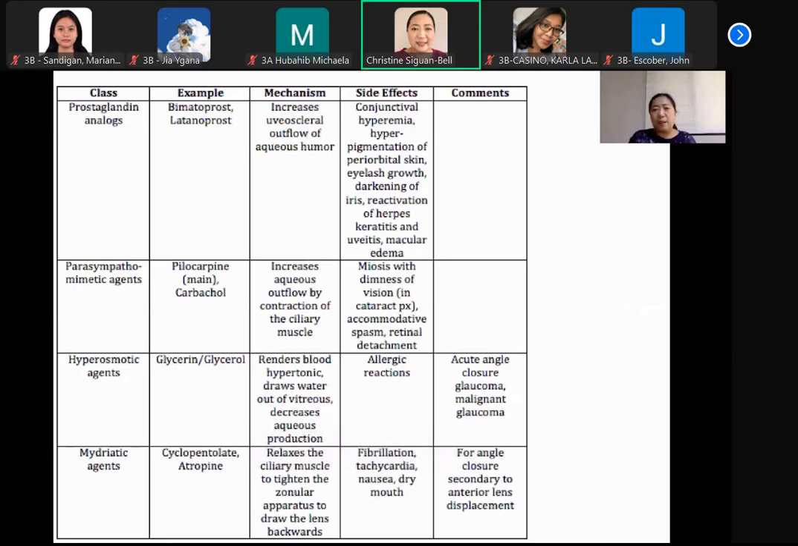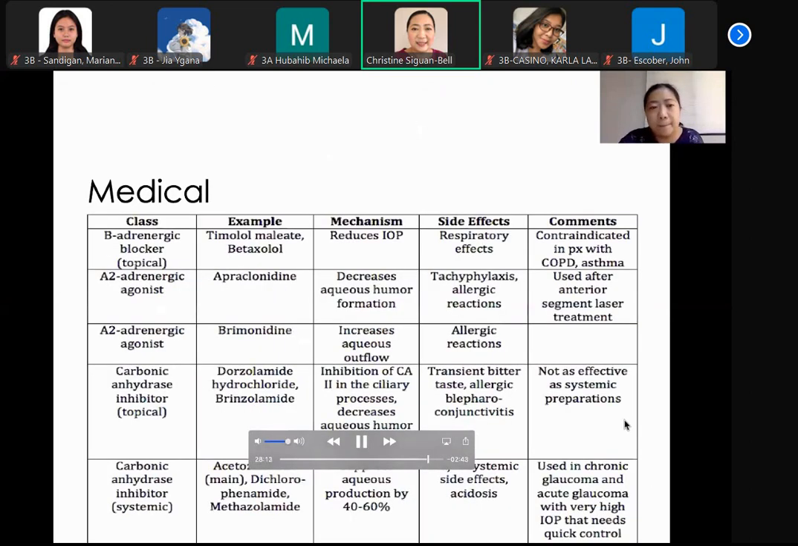The other types, which are also part of the medical treatment, are prostaglandin analogs, which are actually the most potent medication for open-angle glaucoma. We also have the parasympathomimetic agents like pilocarpine and carbachol, hyperosmotic agents like glycerin, glycerol, or mannitol, and mydriatic agents like atropine. Again, please memorize this table.